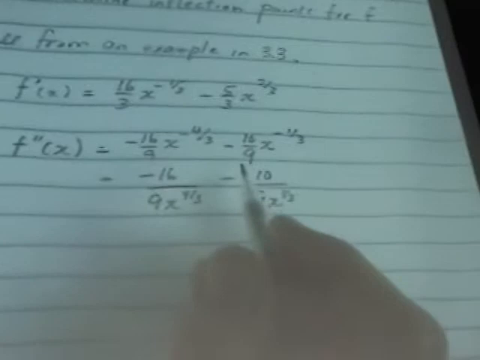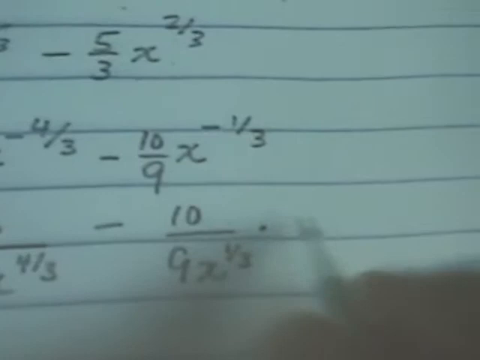So all I did here is just write x to the negative 4/3 as 1 over x to the 4/3. Same thing here. Now I want to get a common denominator, which would be what? 9x to the 4/3. Namely because this exponent is bigger than this one. So the common denominator is going to be, and it is, 9x to the 4/3.